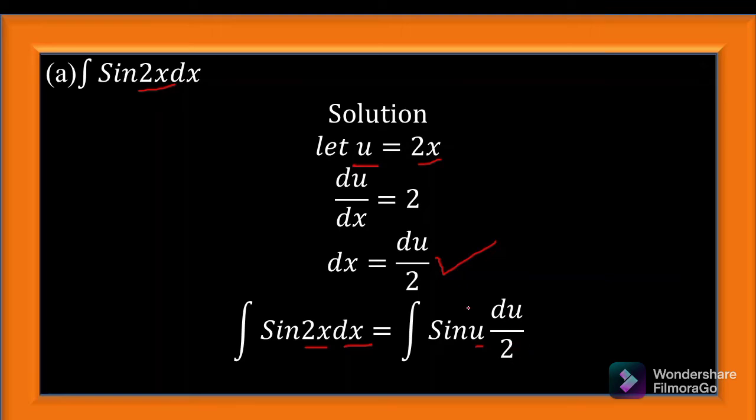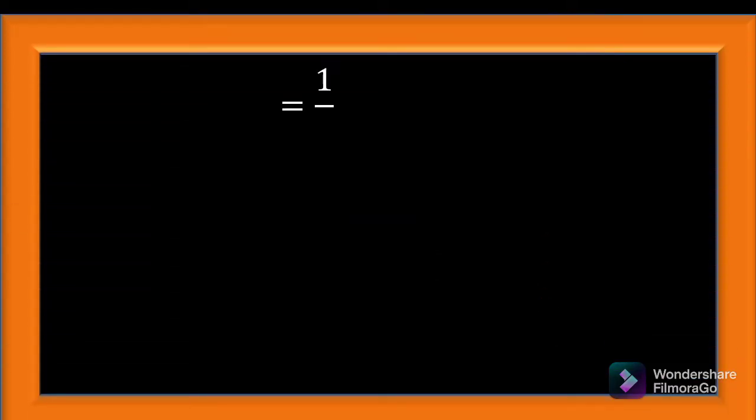Now, as you look at this expression, there is a constant, which is a half. That half, being a constant, is free to come out of the integral sign. So our next step will be having the half come out of our integral sign.